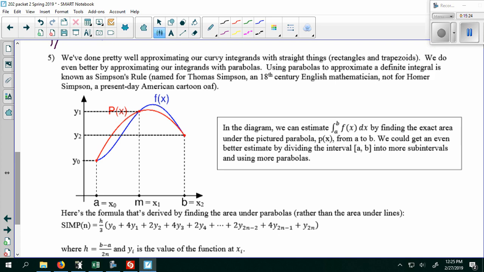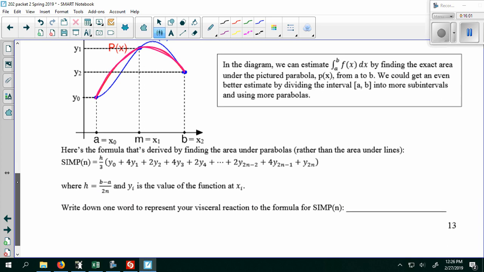But what I could do instead is find the point at A and the point at B and a point at the midpoint on f and find a parabola to fit those 3 points. It turns out that for any 3 points, there's exactly one parabola that goes through those 3 points. So this red parabola is a pretty decent approximation for f of x. The area under the polynomial p is pretty close to the area under the function f.